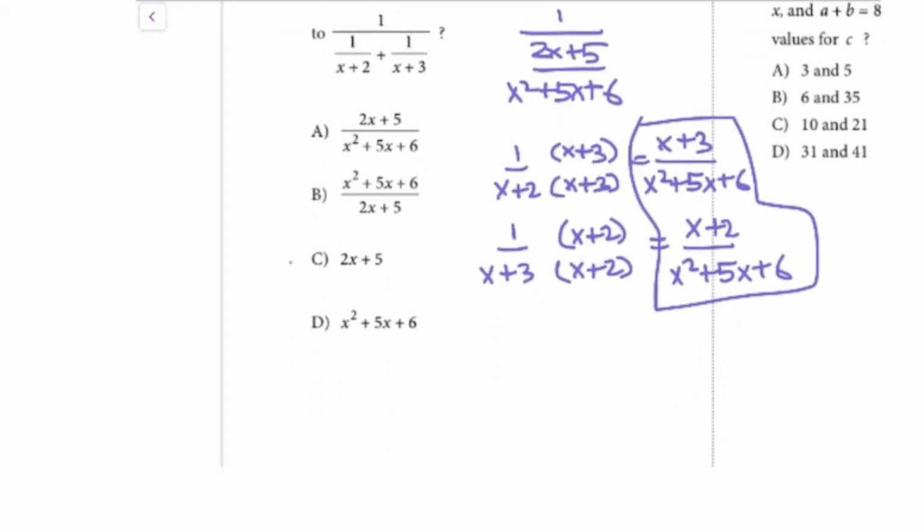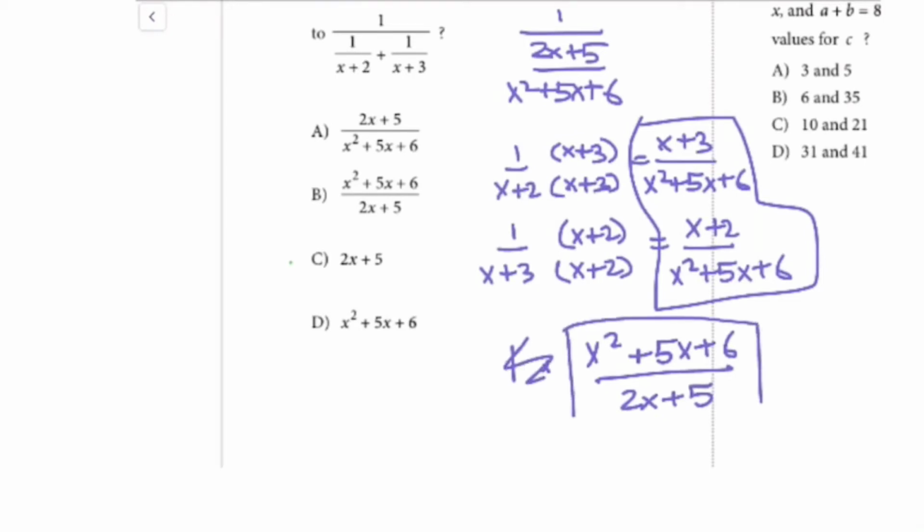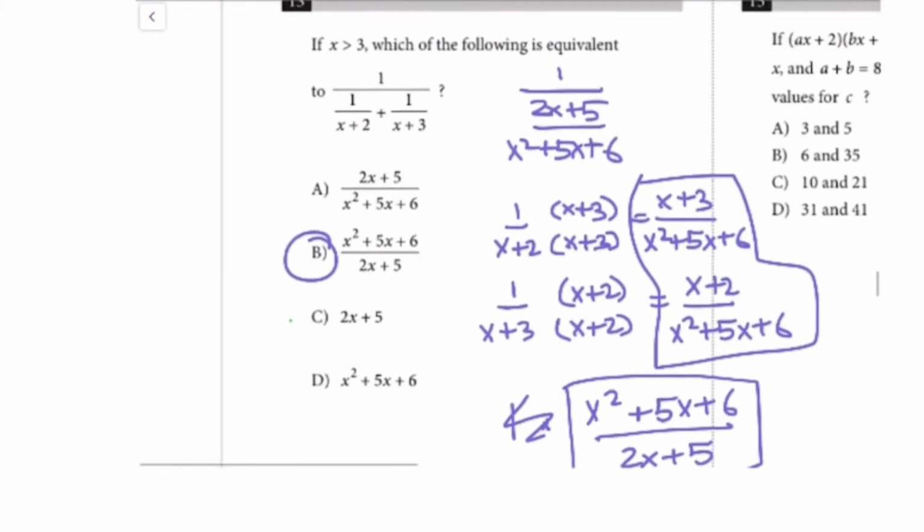So what this ends up being is 1 times, I shouldn't have written that as an x, but moving on, 1 times x squared plus 5x plus 6 over 2x plus 5. And we know that multiplying by 1 does nothing. So this is my answer, which is answer choice B.